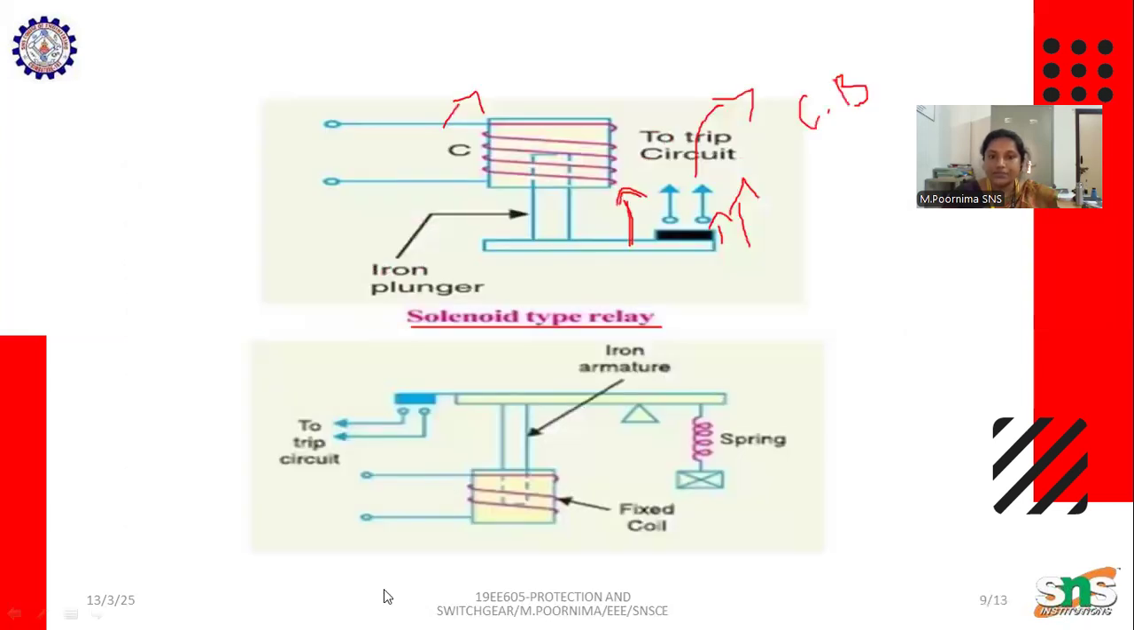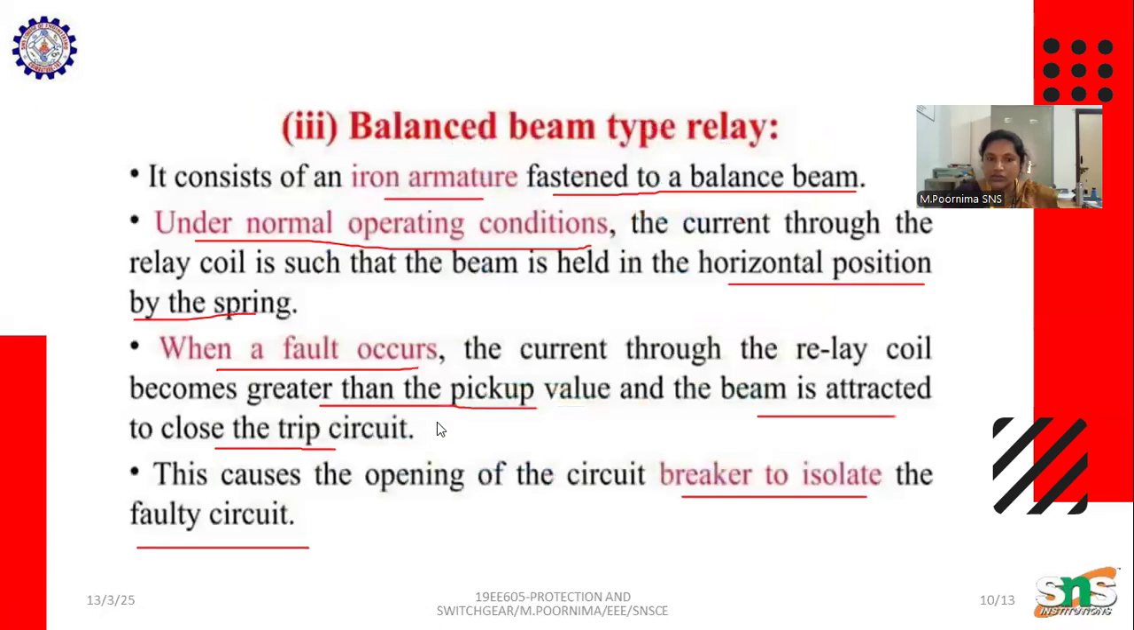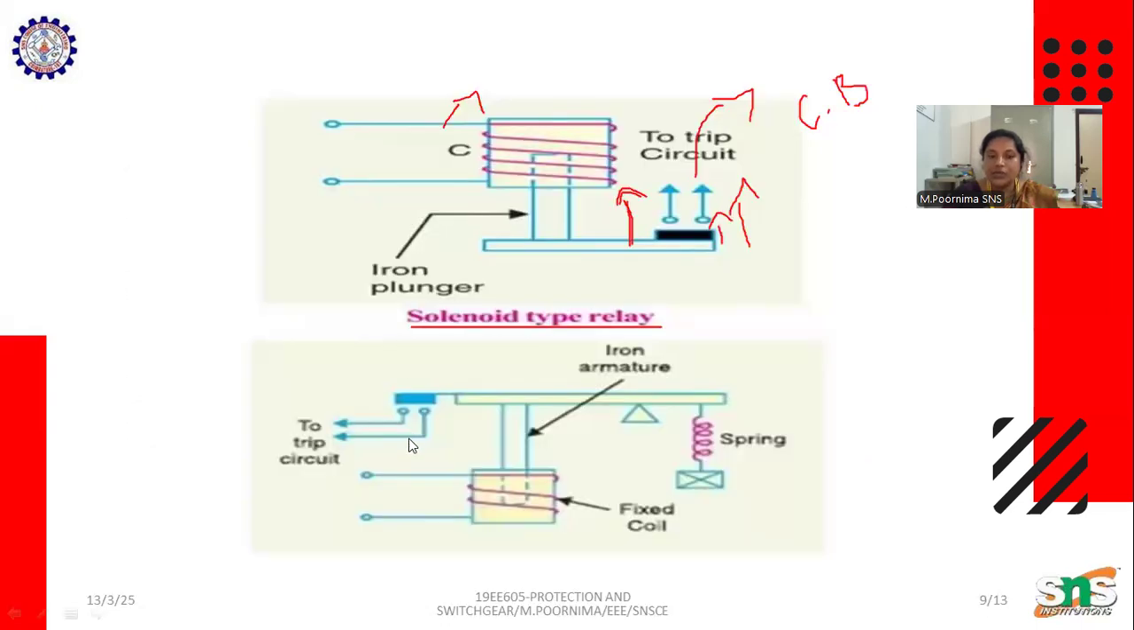Here we can see the balanced beam. In the normal condition, it will be horizontal. When overcurrent occurs, it gets energized and starts moving downwards. Then it connects with the trip circuit, and that operates the circuit breaker.